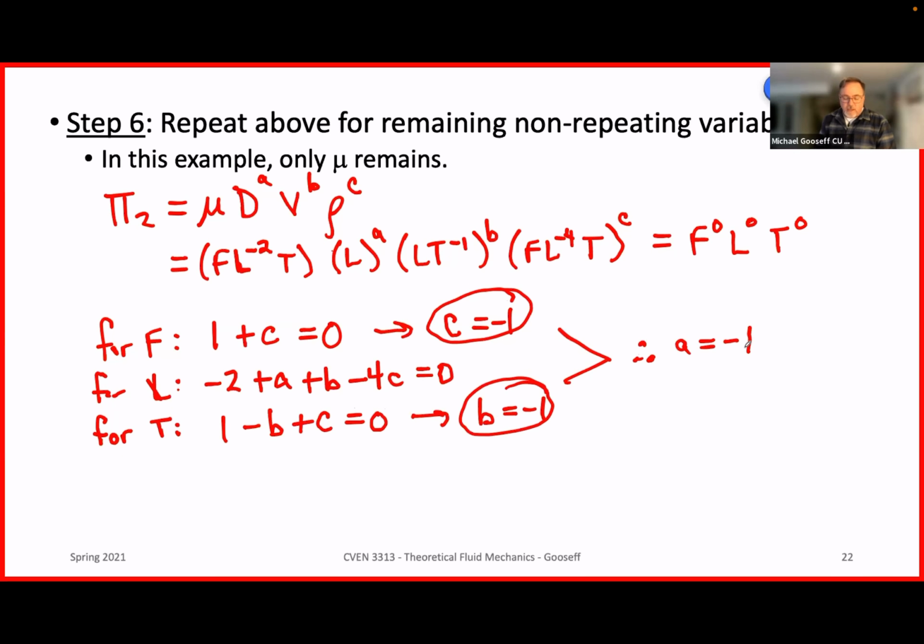So in the linear system here, we have 3 equations and 3 unknowns. So that means that pi 2 is equal to mu raised to the 1 power by itself. Everything else goes in the denominator: D, V, and rho. Okay, so that's essentially how that comes out. Now we just put these together on the next slide.